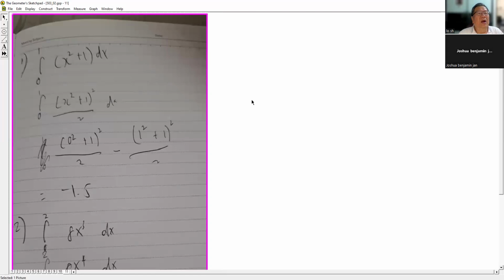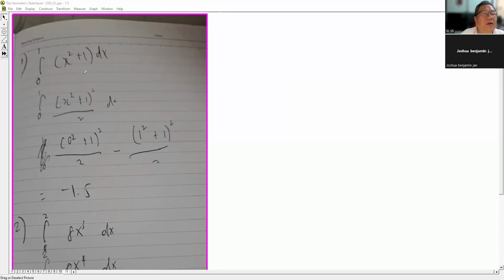Okay, this one. This one you cannot integrate directly like this. Why? Because the 2 is inside the bracket. The 2 is not outside the bracket. So this is already wrong. You put the 2 outside the bracket. Oh, sorry. Never mind. This is still wrong. You know why? Okay. Why is it wrong?